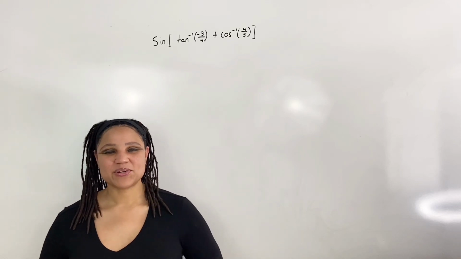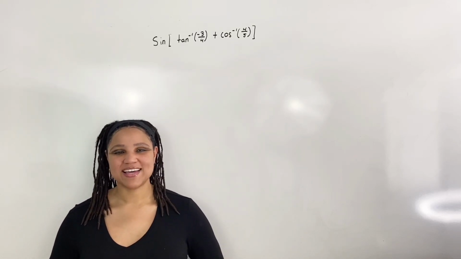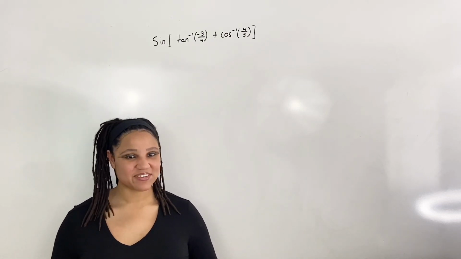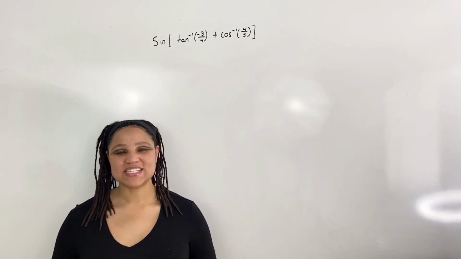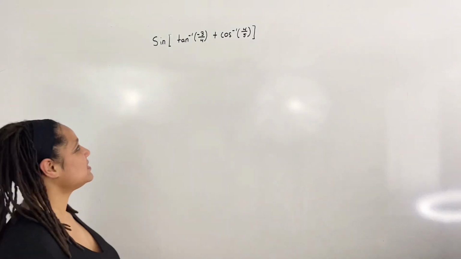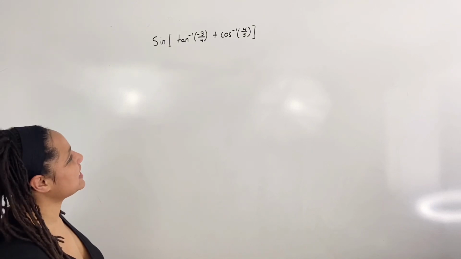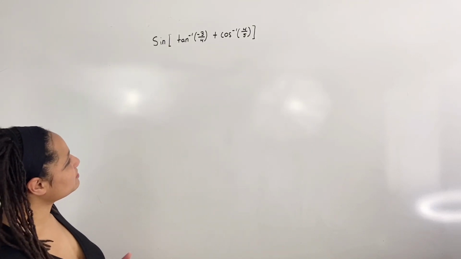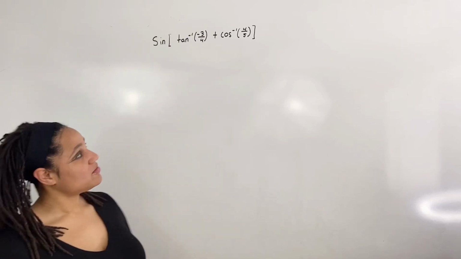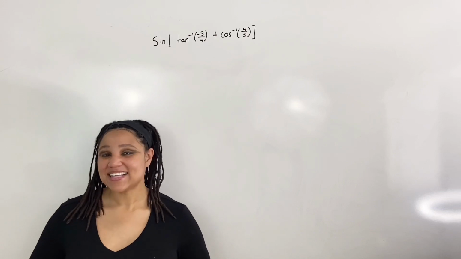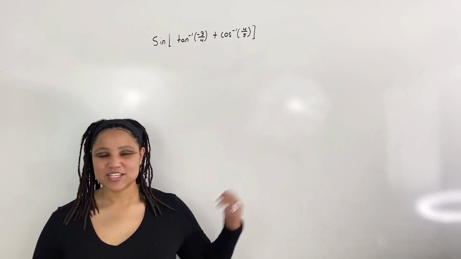In this video, we are going to learn how to find the exact value of trig functions involving inverse trig functions using the sum identities. In our example, we have sine of inverse tangent of -3/4 plus inverse cosine of 4/5. And we want to find the exact value of this expression.